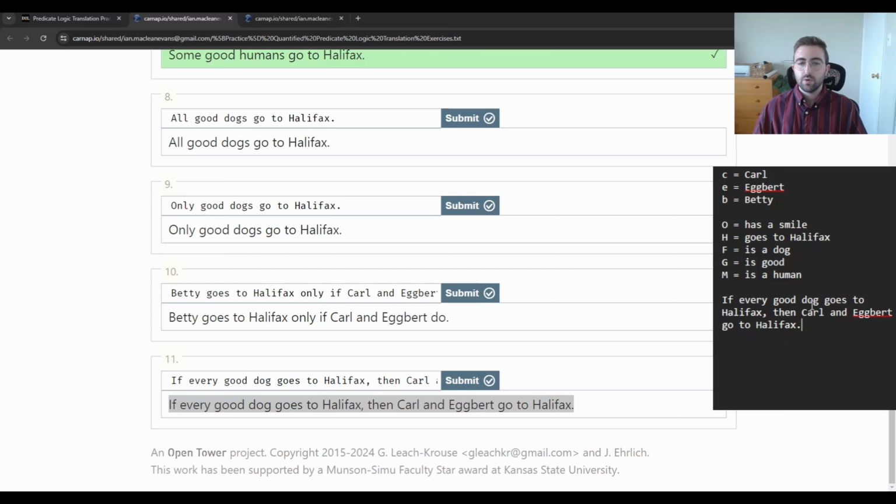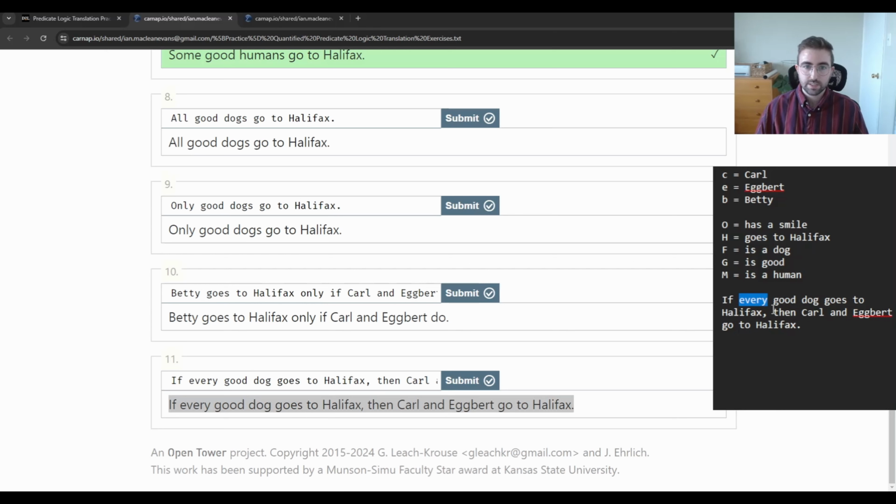So what do we have here? Well, we have an if-then as our main operator, which is good. And we'll see actually that the quantifier here is just ranging over the good dogs that go to Halifax, right? It's not ranging over Carl and Egbert who go to Halifax. It's within this if-then claim, and so it's only talking about good dogs going to Halifax, not Carl and Egbert going to Halifax. So interestingly, we will have this inside our if-then claim, right?